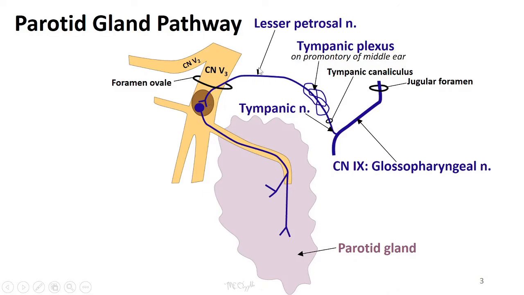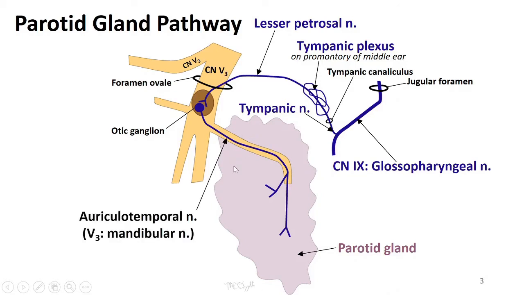And the fibers of the lesser petrosal nerve, which remember now are preganglionic parasympathetic fibers, will reach the ganglion. The ganglion here is the otic ganglion, and that is where the postganglionic neuron synapses with the preganglionic neuron. Now, postganglionic fibers will carry out into a branch of V3 to the parotid gland. What branch is that? So that is the auriculotemporal nerve. So excellent. We got through the whole pathway.